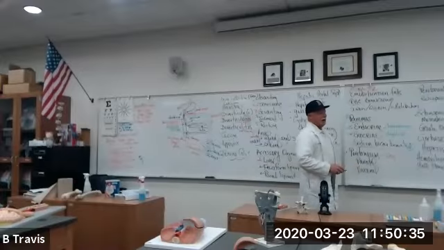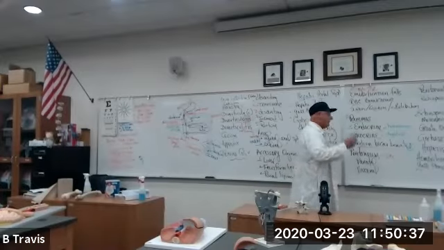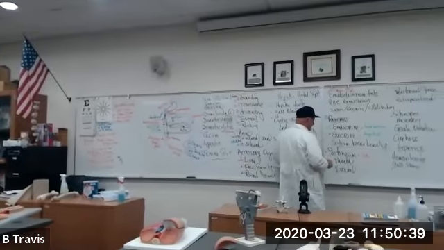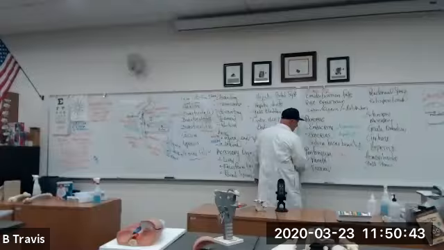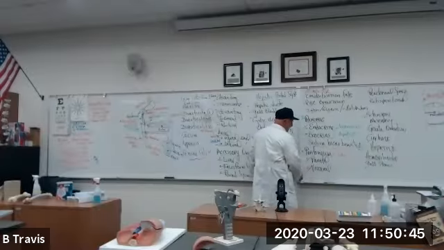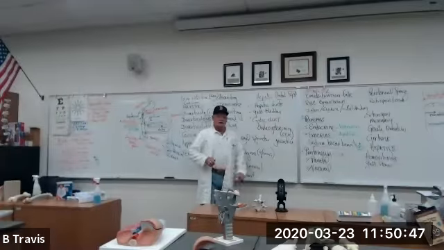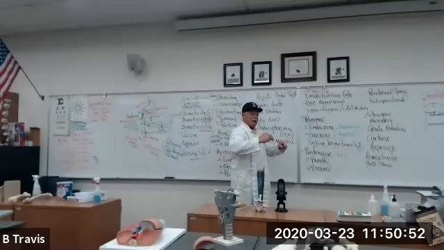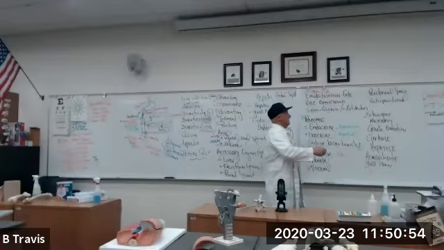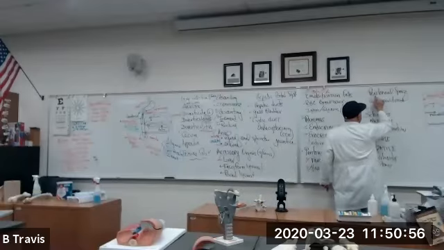And it has 2 layers, just like every sac we had, except for the one around the brain. We'll see the next third. The outside is called the parietal. The inside is called the visceral. Yes? And we know the space in between bears the same name as the sac. So the space in between is called the peritoneal space.